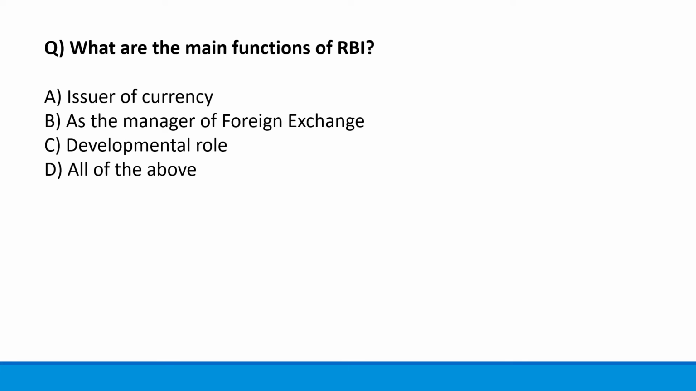What are the main functions of RBI? Option A, issuer of currency. Option B, manager of foreign exchange. Option C, developmental role. Option D, all of the above. The correct answer is option D, all of the above.